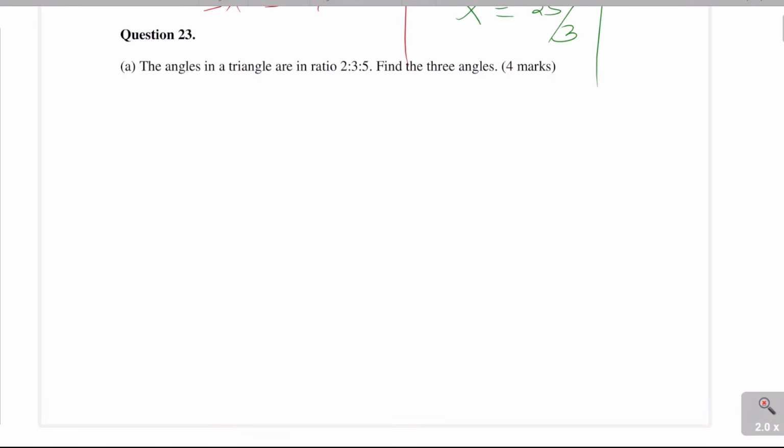Question 23. The angles in a triangle are in the ratio 2:3:5. Find the 3 angles. So the first thing, what is the sum of the 3 angles of a triangle? So the sum of the angles in a triangle will give 180. So 180 is the one that is to be shared amongst these 3 angles in the ratio 2:3:5.